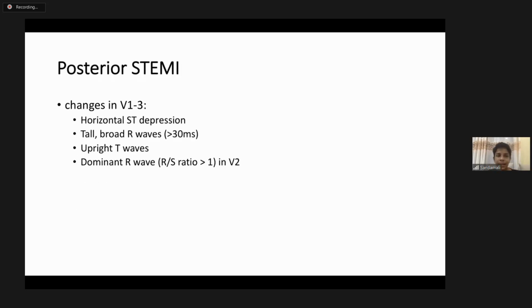Posterior STEMI: in a standard 12-lead ECG we don't record the posterior leads, those are V7 to V9, but you can see changes in V1 to V3. V1 to V3 are anterior leads. You get horizontal ST depression. It's more like reciprocal changes, because V1 to V3 face the posterior leads. They are the opposite of the posterior leads. So you get horizontal ST depression and tall, broad R waves, upright T waves, and a dominant R wave in V2.